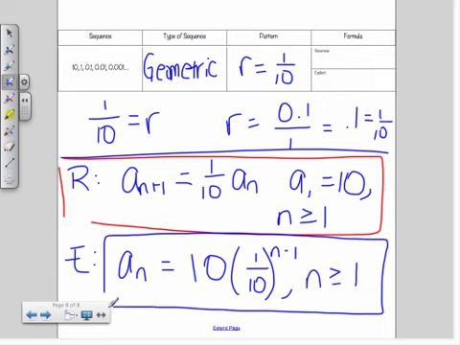All right, we will get some more practice with this so that you are pros at finding recursive and explicit formulas of arithmetic and geometric sequences.